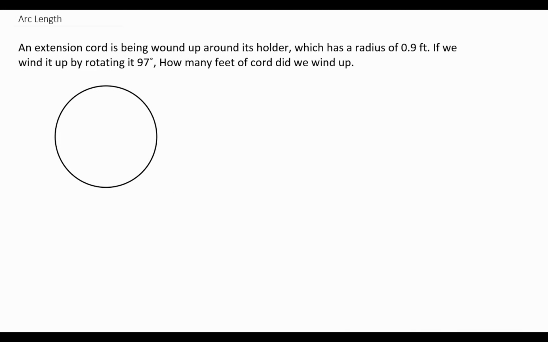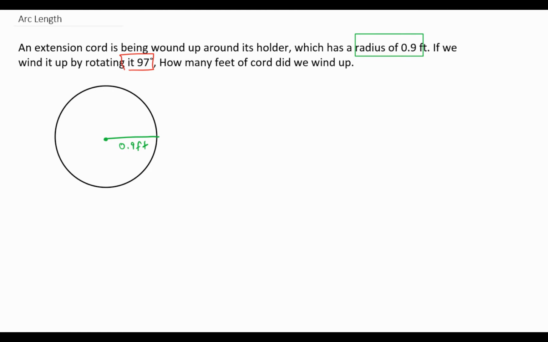So here's a problem. It says that we have an extension cord that's being wound around its holder, which has a radius of 0.9 feet. And if we wind it up by rotating it 97 degrees, how many feet of cord did we wind up? So it's all circular. It does say that we have a radius of 0.9 feet and that we wind it up by rotating it 97 degrees.